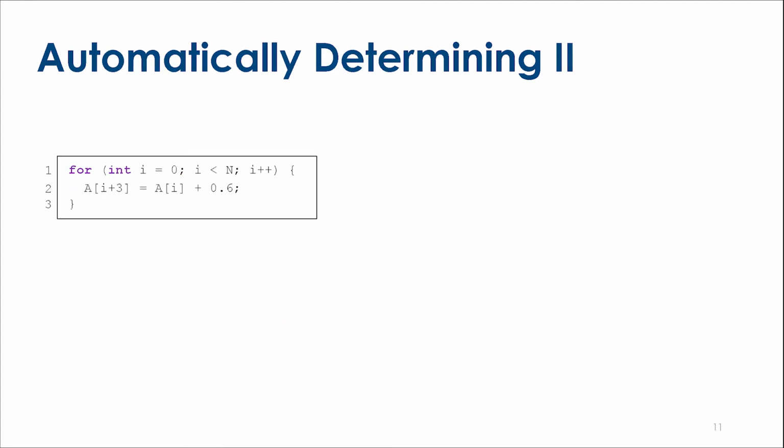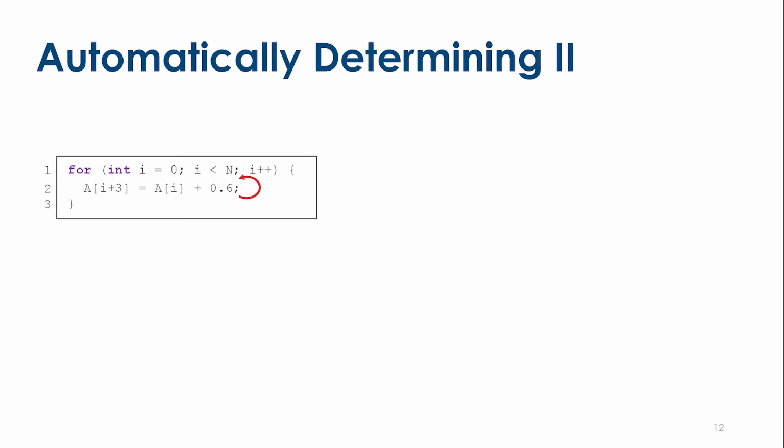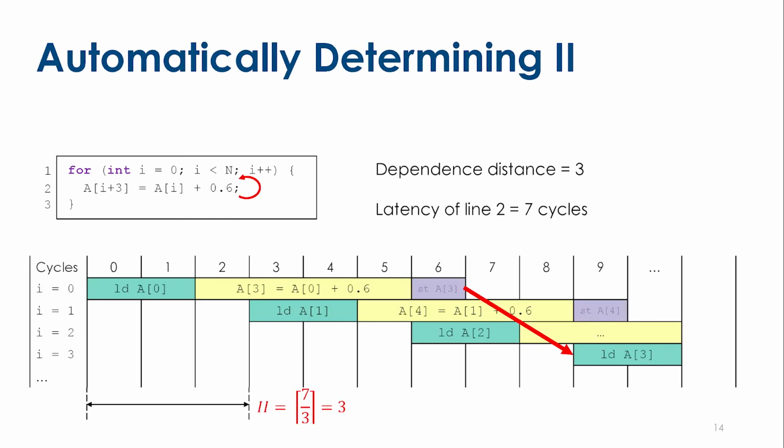Here is another example. Instead of accumulating data on a variable, here we update a vector named a. The dependence distance is then 3, as the result of the first iteration is only required by the fourth iteration. The latency of line 2 is 7 cycles. This results in a minimum II of 3. So by having a larger dependence distance, more iterations can be parallelized.